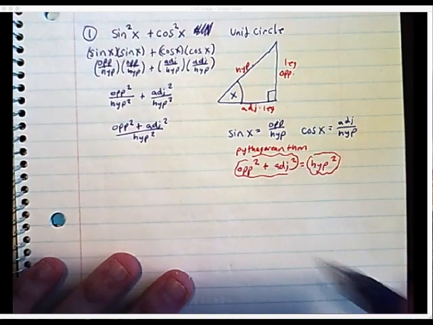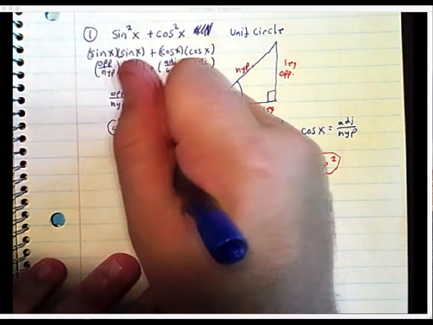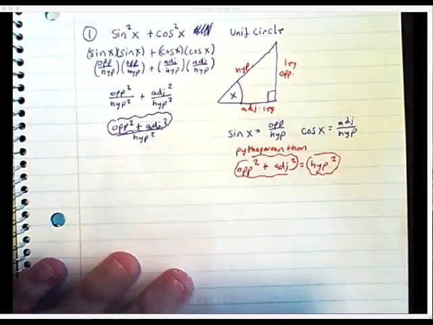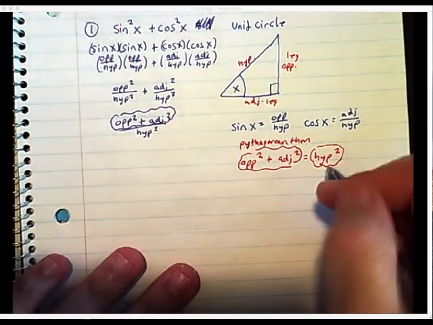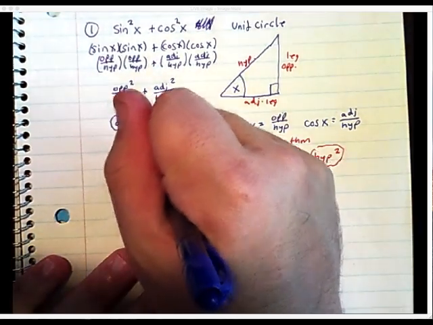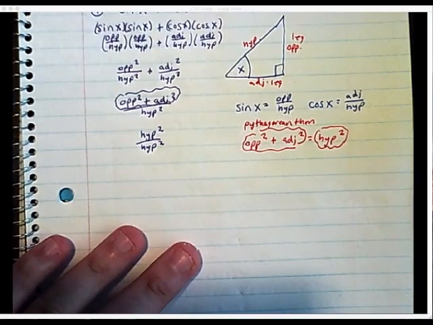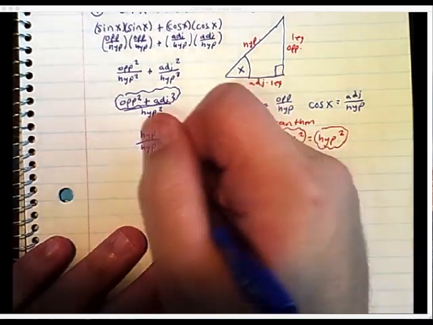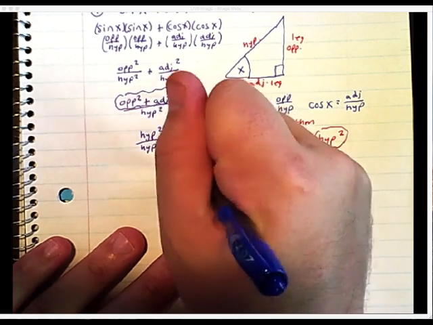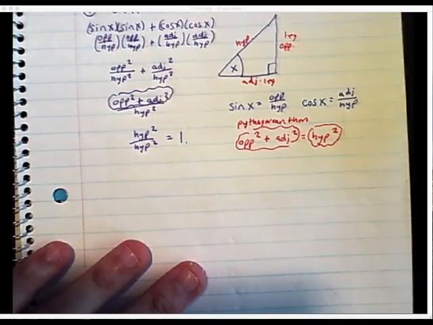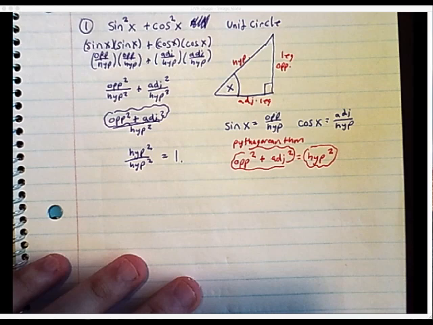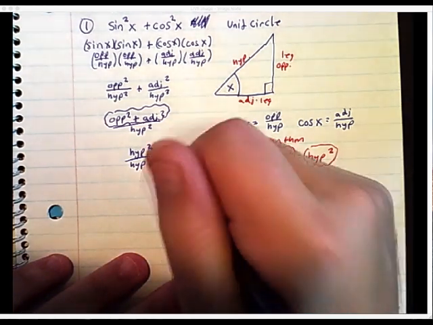So what I can do here is make a substitution and say that opposite squared plus adjacent squared is the same thing as hypotenuse squared. So now I'm down to hypotenuse squared over hypotenuse squared. Now anything divided by itself always equals 1. So I just proved that sine squared plus cosine squared equals 1.